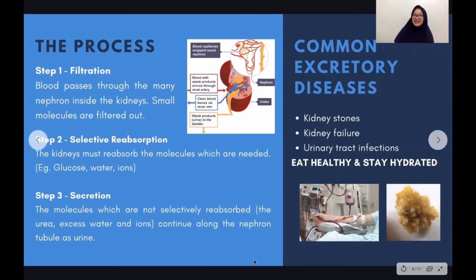Okay, and I will be explaining about the common excretory diseases. So there are 3 excretory diseases, the common ones. The first one is kidney stones. Kidney stones are produced when the urine crystallizes, and it's because of the excess minerals and excess salt that is produced in your body.